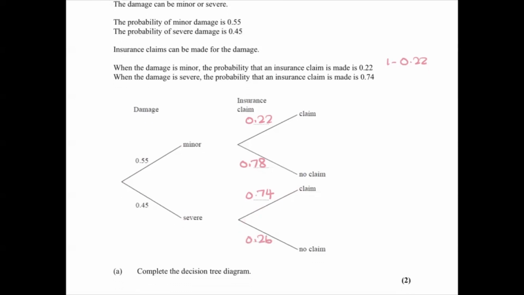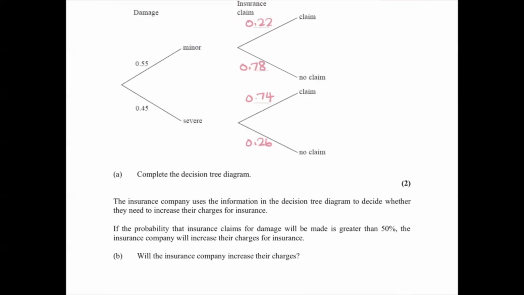For the second part, we're being told that the insurance company will increase their charges if the claims for damage is greater than 50%. So we've got to look at the probabilities of a claim happening. If there's a minor damage, there is a claim, and we pick up these two results and we multiply them together to get the overall probability of a claim when there's a minor damage, which is 0.121.